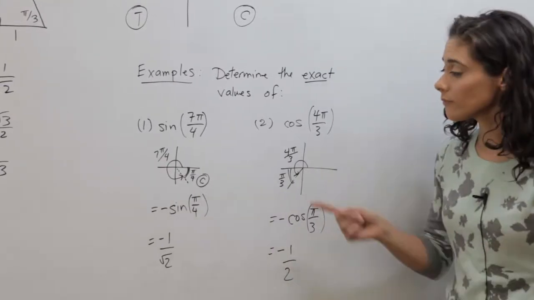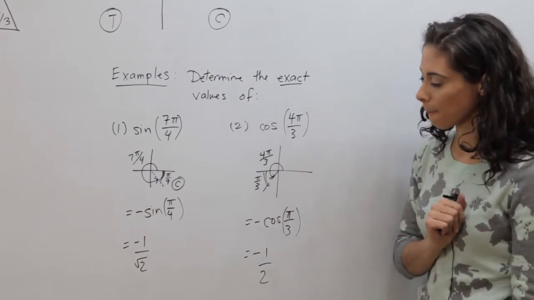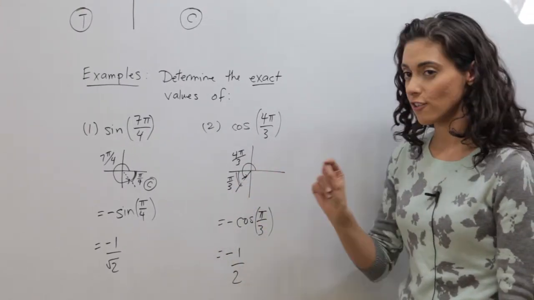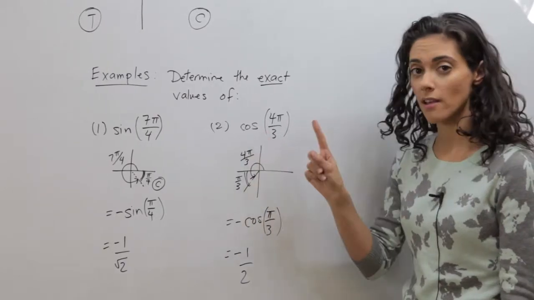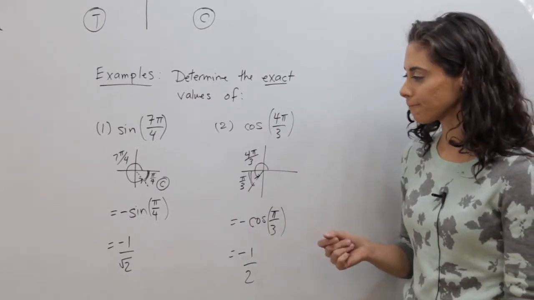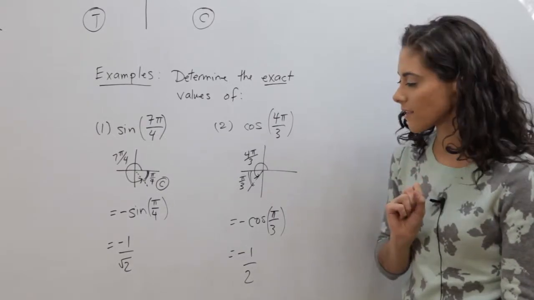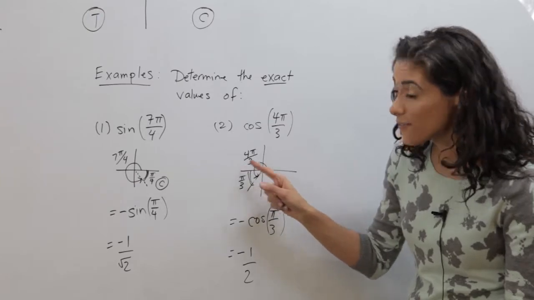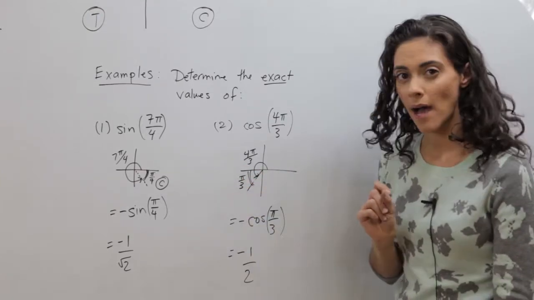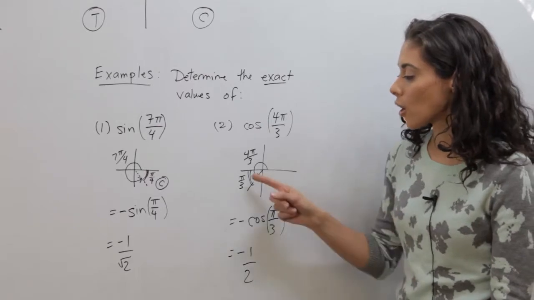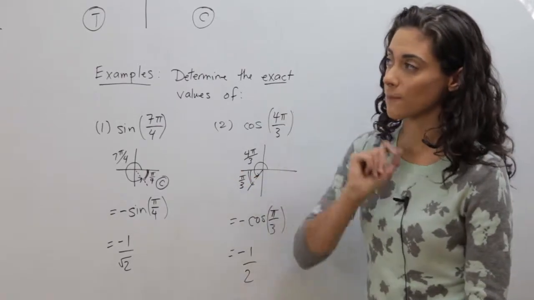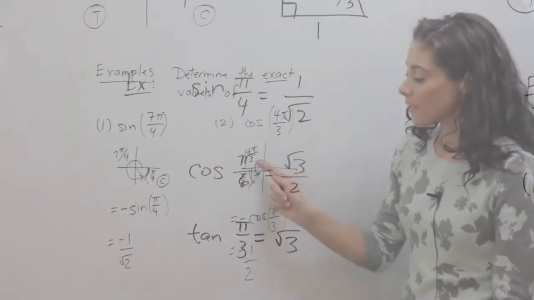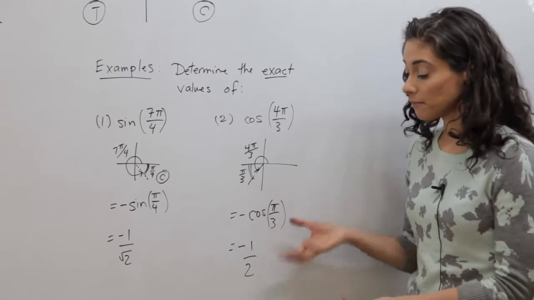Try another one. Cosine of 4 pi over 3. 4 pi over 3 ends up in this quadrant, the tangent quadrant. So right away, because this is cosine, I know that my final answer will be negative. What's my related acute angle or little reference angle? Drawing this and counting back and finding out this angle relative to the x-axis, I find that it's pi over 3 or 60 degrees. Cosine of pi over 3, using my special triangle, is 1 over 2. But because I'm in the tangent quadrant, my final answer is simply negative 1 over 2.